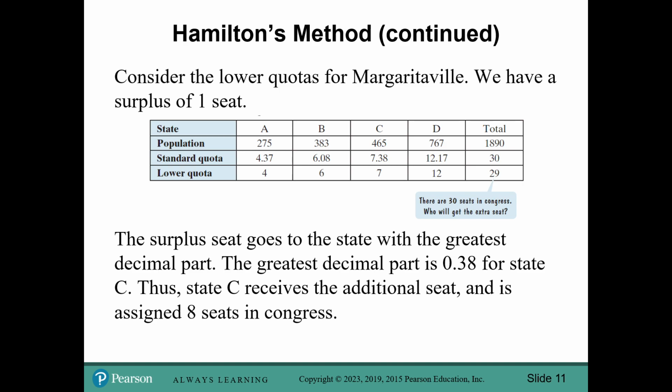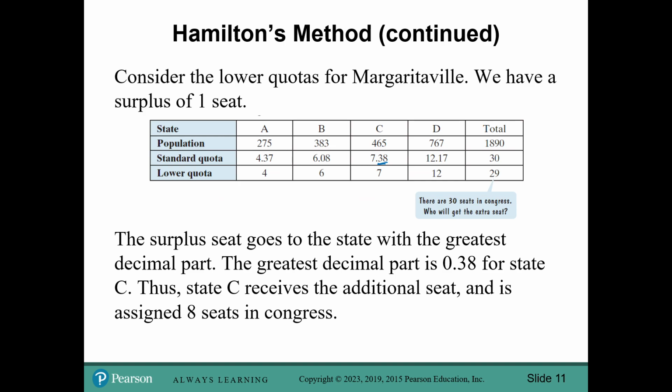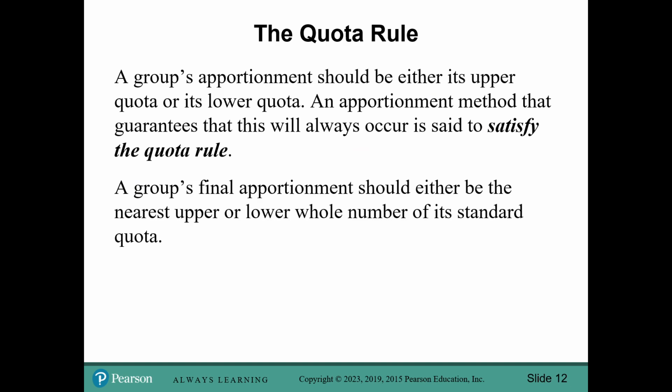0.38 for state C. So if we look at state C here, state C has the greatest decimal part. Okay, so state A has 0.37, state B has 0.08, state C has 0.38, and state D has 0.17. State C has the biggest decimal part of all of these, so the surplus will go to state C, and C will receive the additional seat and be assigned 8 seats in Congress. Okay, so if we do that, that'll bring that total up to 30 seats. That's Hamilton's method.